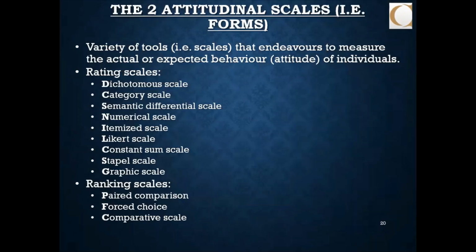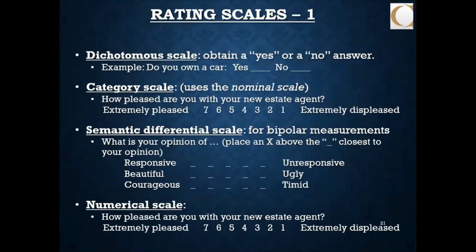Then the attitudinal scales: a variety of tools, scales that endeavor to measure the actual or expected behavior and attitude of individuals. These include rating scales, dichotomous scale, category scale, semantic differential scale, numerical scale, itemized scale, Likert scale, constant sum scale, staple scale, graphic scale, ranking scales, paired comparison, forced choice, and comparative scale. I like these, they are good examples. So the dichotomous scale obtains a yes or no answer. For example, do you own a car? Yes or no?